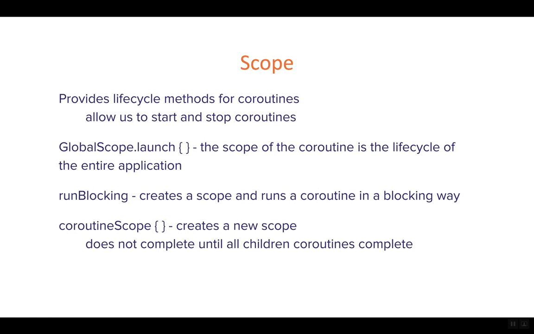And then we have a function to create a new scope, which is simply coroutine scope. So this allows us to create a new scope wherever we need that particular coroutine to be created. And here, it's not completed until all the coroutine children complete. So if you start multiple coroutines and multiple scopes inside that scope, it will wait until all the children have completed to be completed and destroyed.